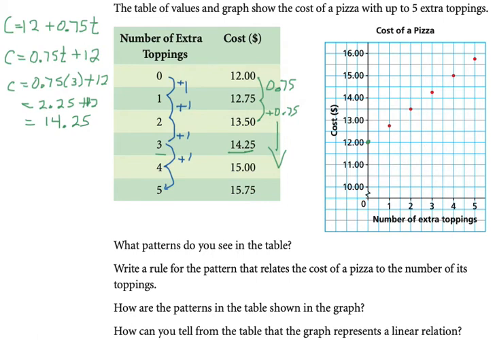So as you go 1 to the right, this is plus 1, you're going up a cost of 75 cents. And then we'll continue going 1 to the right and 75 cents up all the way through.